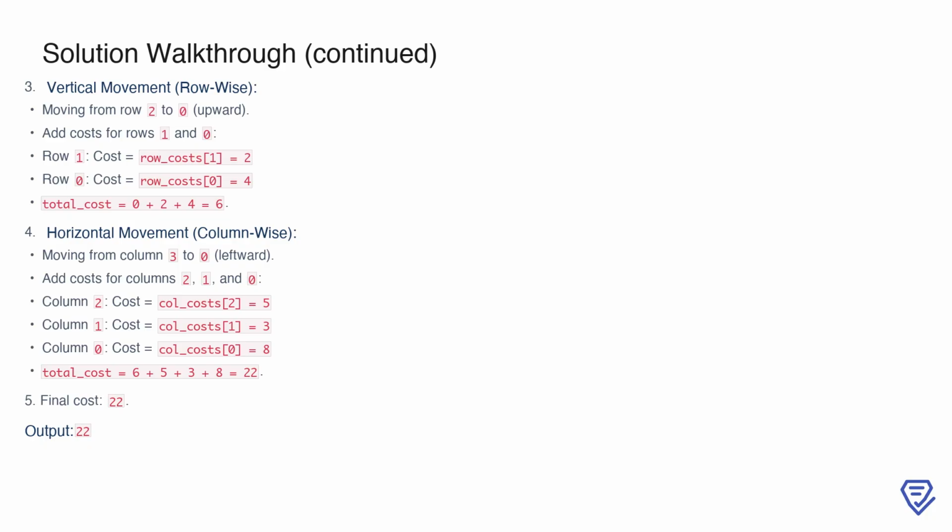For the horizontal movement, the robot moves column-wise from column 3 to column 0, moving leftward. We include the costs for columns 2, 1, and 0.